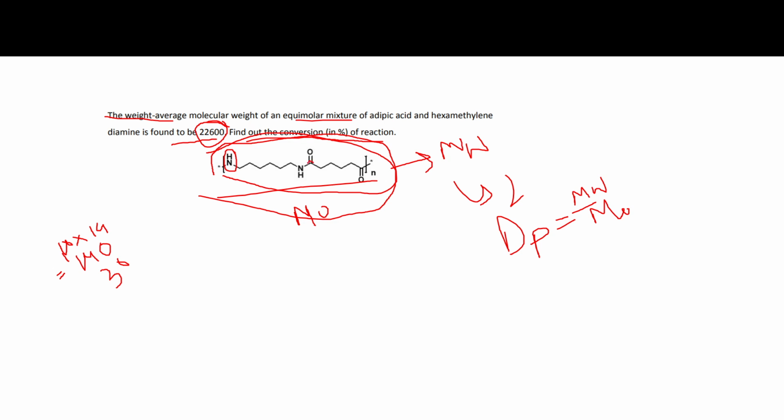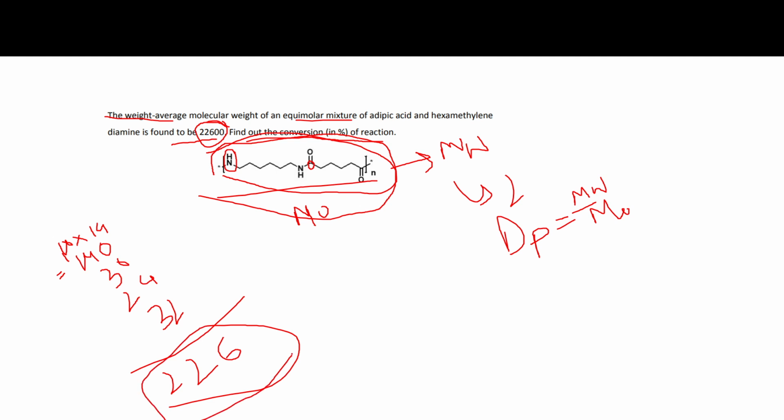and 1, 2, 3, 4, 5, 6. And there will be 2 carbon and 2 oxygen. So 2 carbon is 24 and 2 oxygen is 32. So the total mass, if you add this, will be coming around 226. Is this 226 the repeating unit molecular weight?